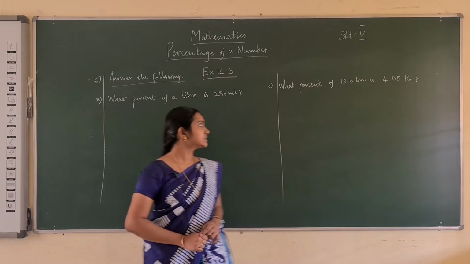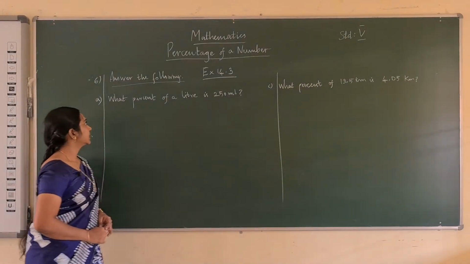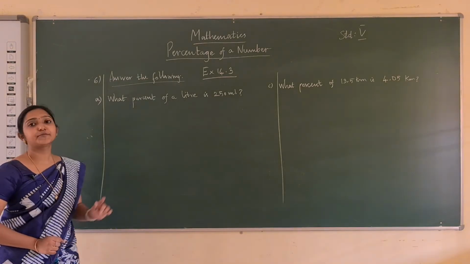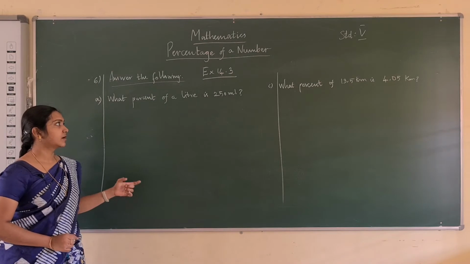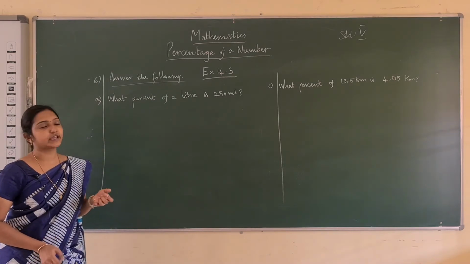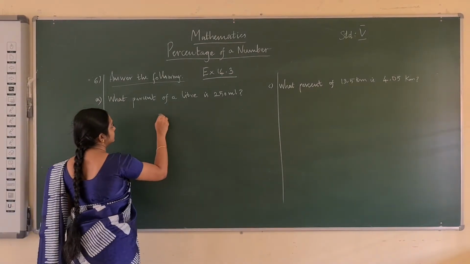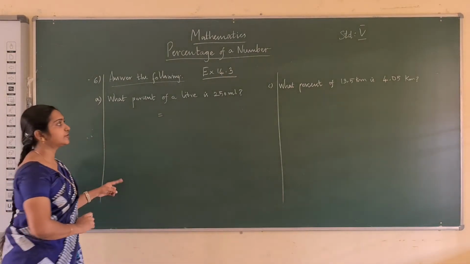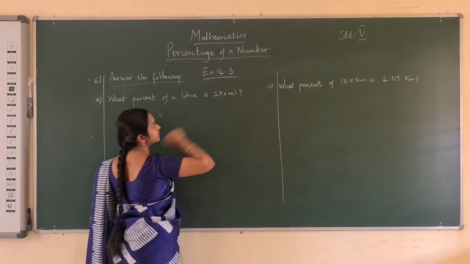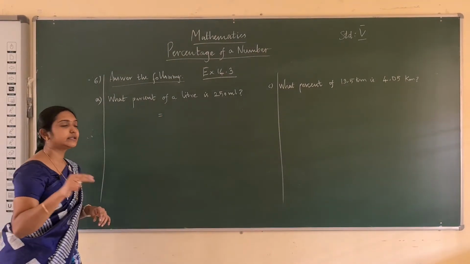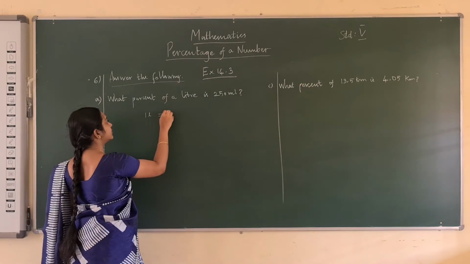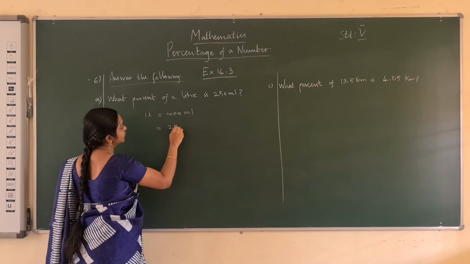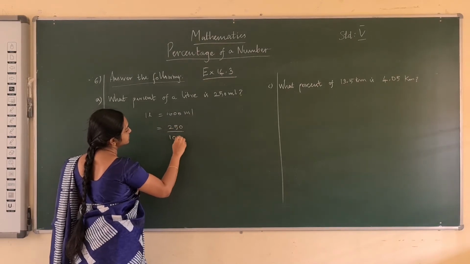Answer the following. The A question is, what percentage of a liter is 250 ml? We have to find the percentage. For a liter it is 250 ml, but here it is given in milliliter. So we have to convert liter into milliliter. 1 liter equal to 1000 milliliter. So it is 250 ml by 1000.